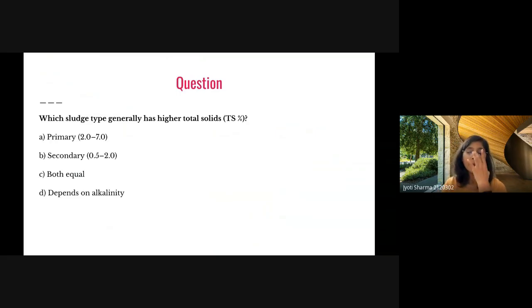Okay, as we talked about, we have solids in the sludge, and those solids include fixed solids as well as volatile solids. Which sludge type typically has higher total solids? Primary, secondary, both equal, or depends on alkalinity.